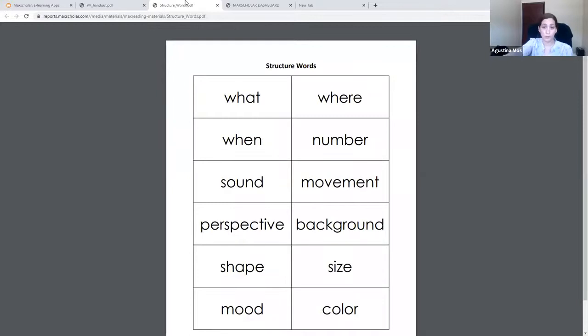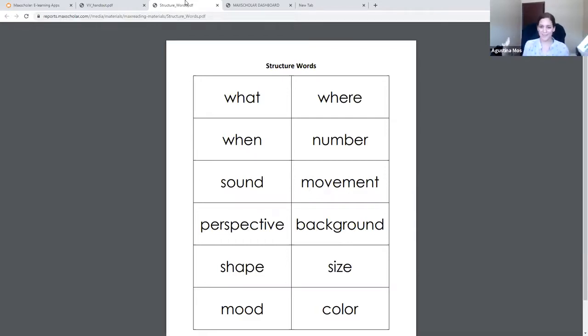So you can download this and send this home for the students, or just give them the list and have them do index cards to prompt themselves. Remember, you don't have to use all of the words. You might start small with 2, 3, 5, and then expand. And not all of them are going to be applicable to what you're doing. So that's why you can skip some of them.